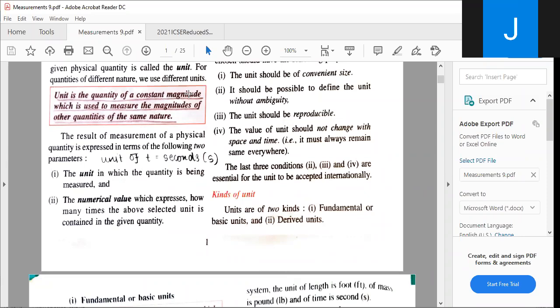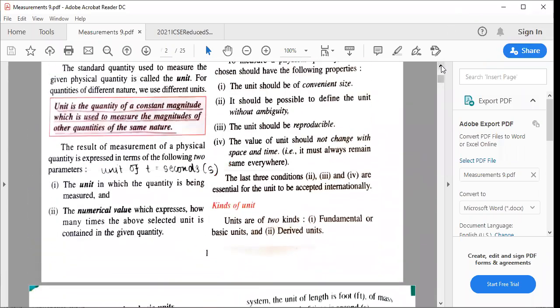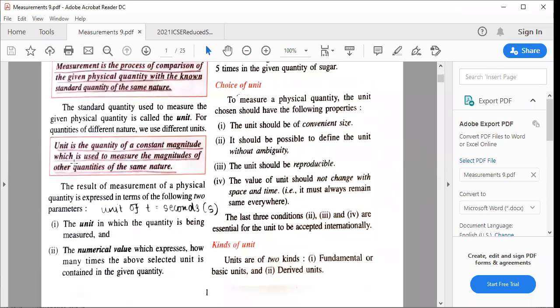To measure the magnitude of other quantities of the same nature. Like for example, you can also derive the units. Volume depends on what? Length into length, right? So you can actually measure the magnitude of other quantities of the same nature. Volume is dependent on length, that way.